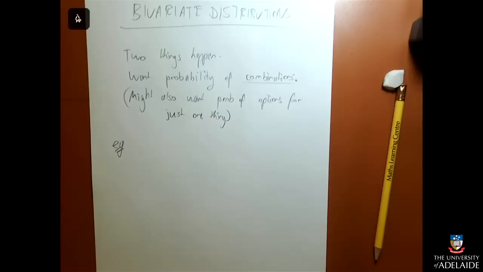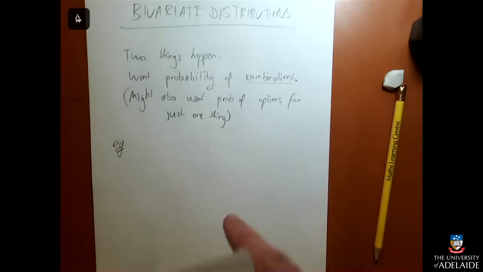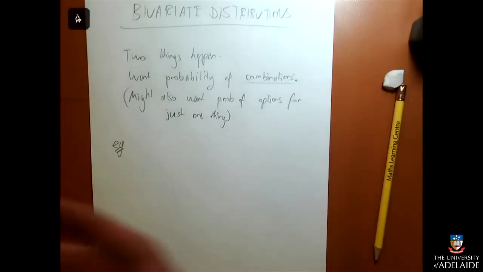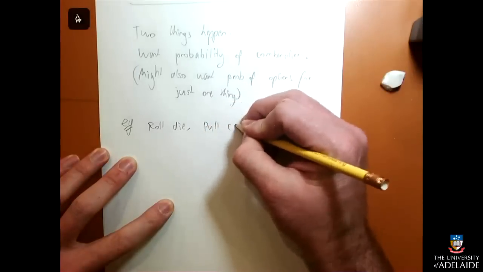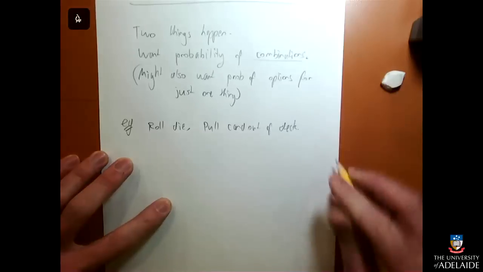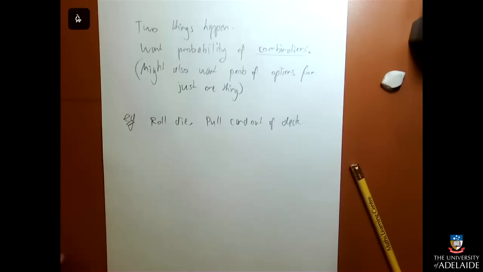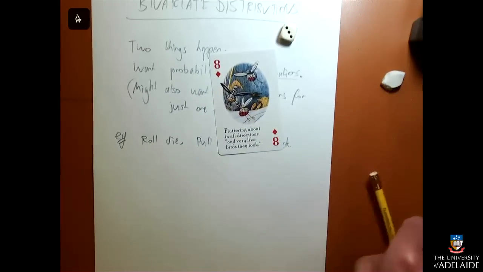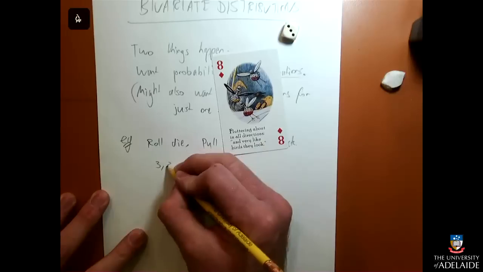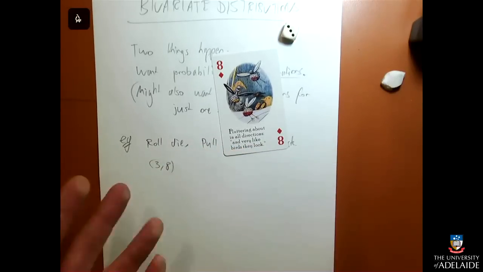So I can have a deck of cards. I should take out the jokers and interpret all these numbers as numbers, like ace is one and Jack is 11, queen is 12, king is 13, like that. And I could roll a die, and together they would have a joint distribution. So roll a die, pull a card out of the deck, and I've got three and eight. That's one of the options that could happen when I do this bivariate distribution.